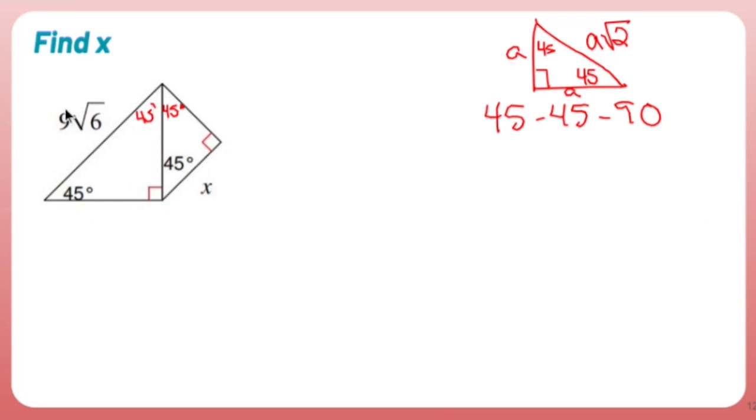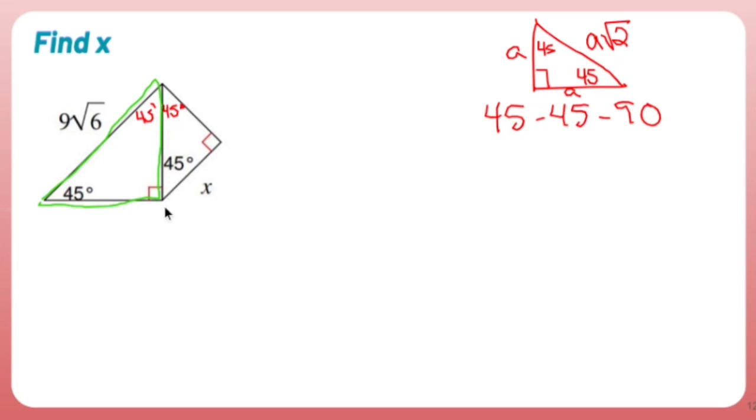Well, I have to work my way from 7 root 6 all the way to x, which means I probably have to find that line connecting it. So what I'm thinking is I'm going to start out looking at this big triangle right here that is 45, 45, 90. I have the hypotenuse. The hypotenuse is 9 root 6.